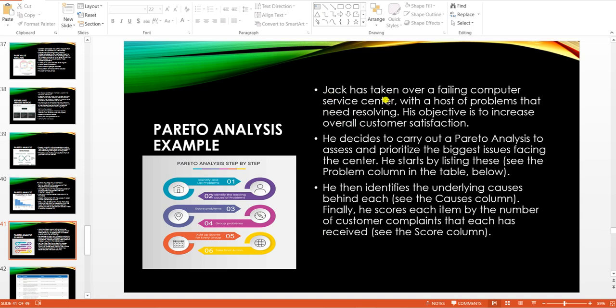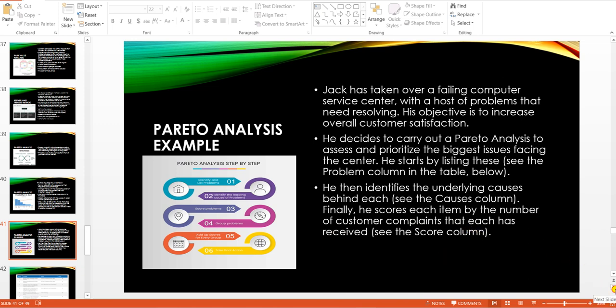In this example, Jack has taken over a failing computer service center with a host of problems that need resolving. So his main objective is to increase overall customer satisfaction. He decides to carry out a Pareto analysis to assess and prioritize the biggest issue facing the center. He starts by listing these in the column on the next slide. He then identifies the underlying causes behind each in the causes column, and finally he scores each item by the number of customer complaints that each has received.